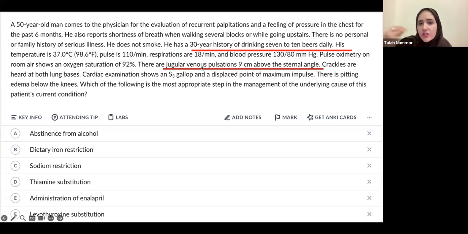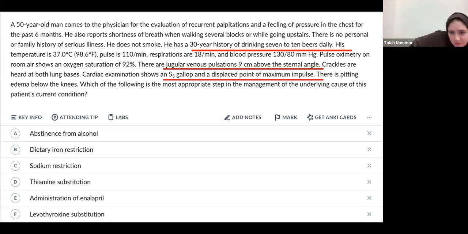So we have jugular venous distension, all right? Crackles are heard at both lung bases. We have an S3 gallop and displaced point of maximum impulse. There is pitting edema below the knees. Which of the following is the most appropriate step in the management of the underlying cause of the patient's current condition? What do you guys think the patient has? So we have jugular veins that are distended. There is an S3 gallop. Do you guys know what an S3 gallop is, or what is an S3, yani? Why do we hear the S3?